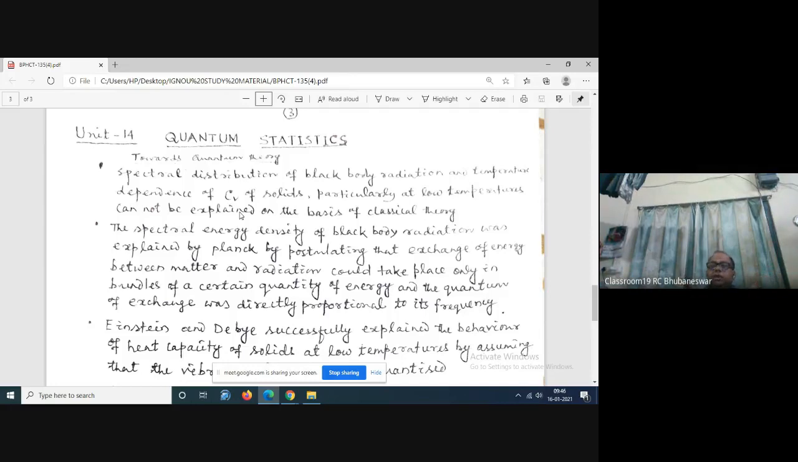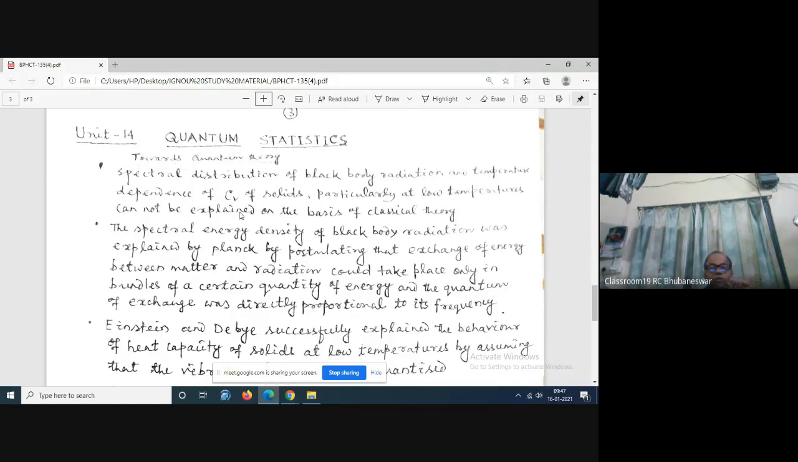When you expose a metal surface to the solar radiation, you find after some time the metal surface gets heated. Where do we get energy from the sun? How is this energy given to the metal? This is not given continuously, that is given in bundles of a certain minimum quantity of energy, that is called quantum of energy.